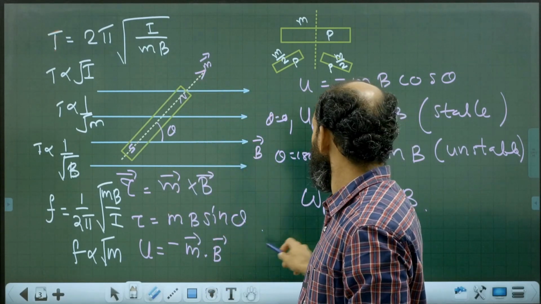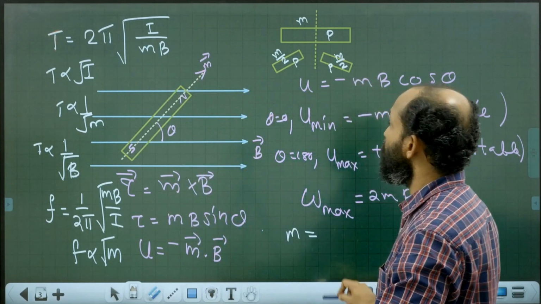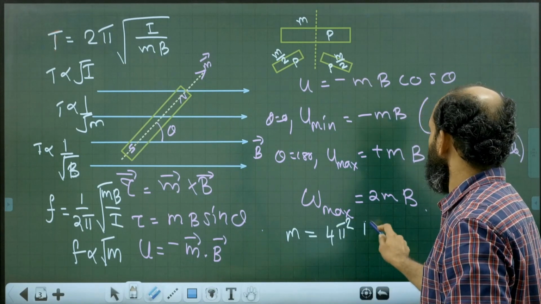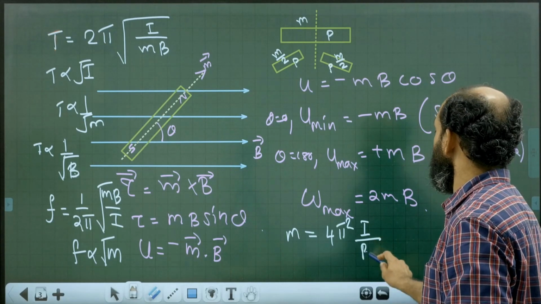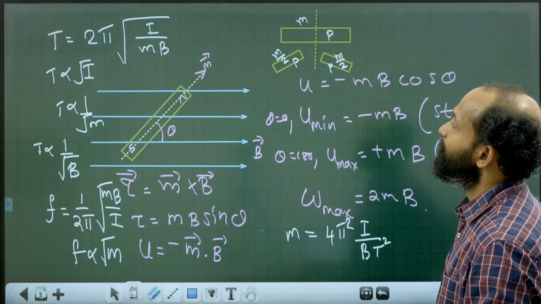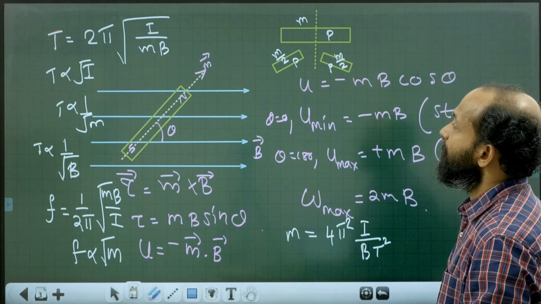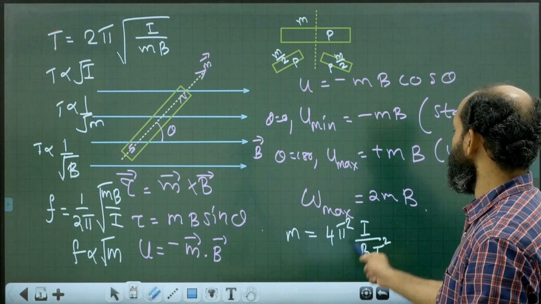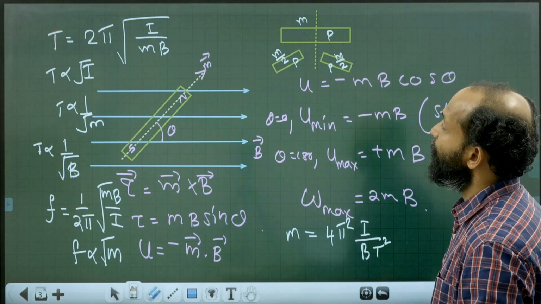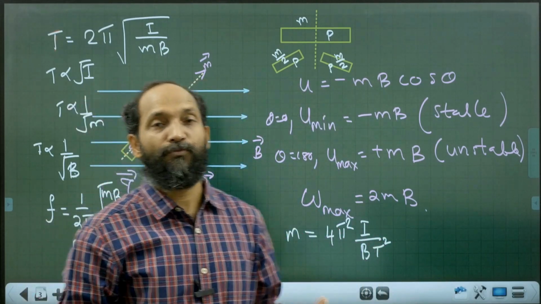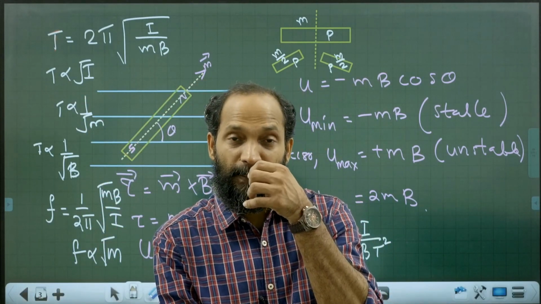From this you can use the formula, moment M is equal to what? Moment M is 4 pi square I divided by B T square. 4 pi square I divided by B T square, formula for moment. This can also be used for finding magnetic flux density at any point. May be used for finding horizontal component of Earth's field.